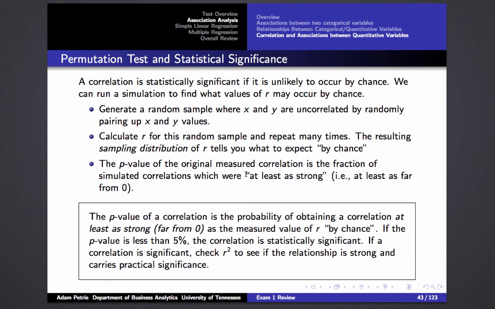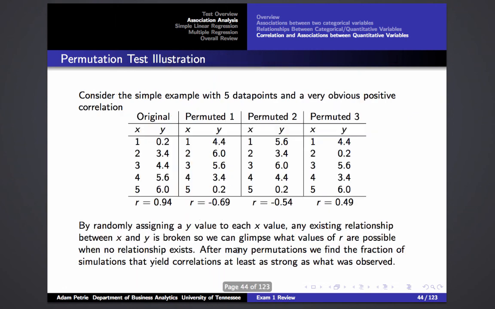Now here's a key thing. At least as strong means at least as far from 0 here. So make sure you can define and illustrate what the p-value of a correlation is. The p-value of a correlation is just the probability of obtaining a correlation at least as strong as the measured correlation just by random chance. If that p-value is less than 5%, the correlation is statistically significant. If it is statistically significant, look at r squared to see if it has any practical importance.